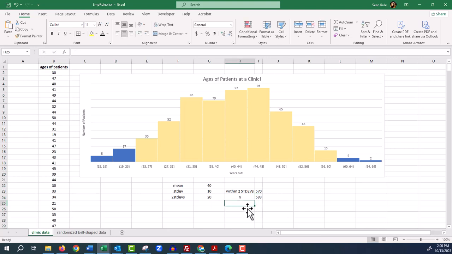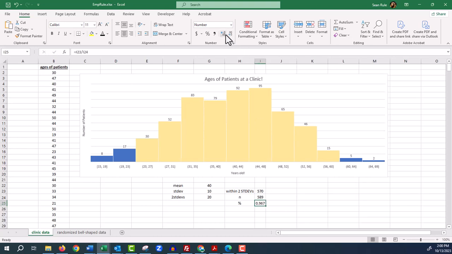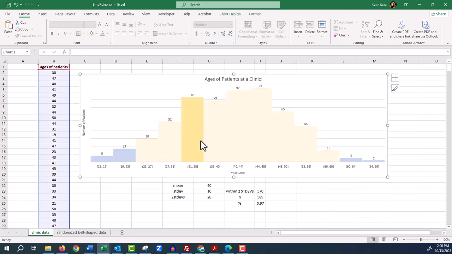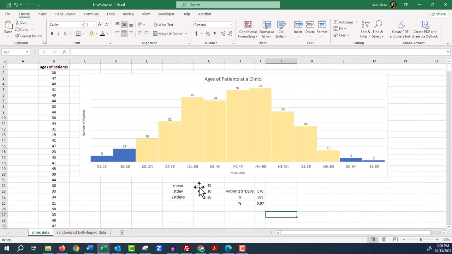So what percent is going to be within? Well, that's going to be the 570 divided by that 589. And that is just, ooh, it's rounding it to 1. Let's not call it 1. Let's give it some decimals. That's about 97%, it looks like. Roughly 97%. Your answer might be a little bit different, depending on where you drew your dividing lines on the bars. But I got about 97% of the data is within 2 standard deviations.